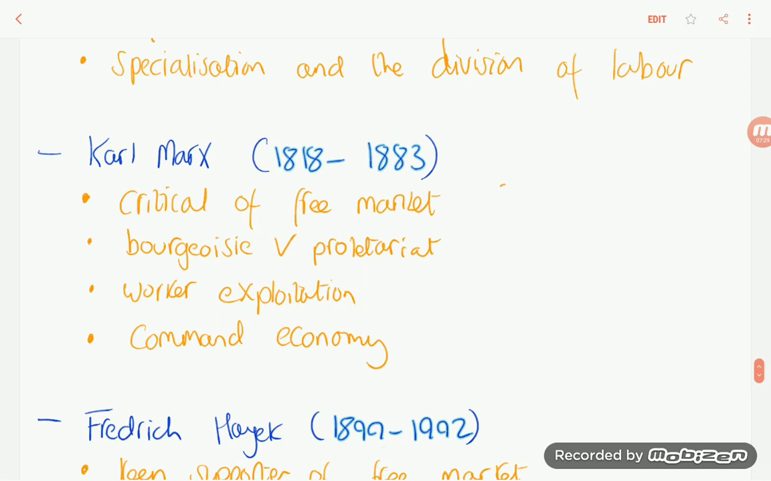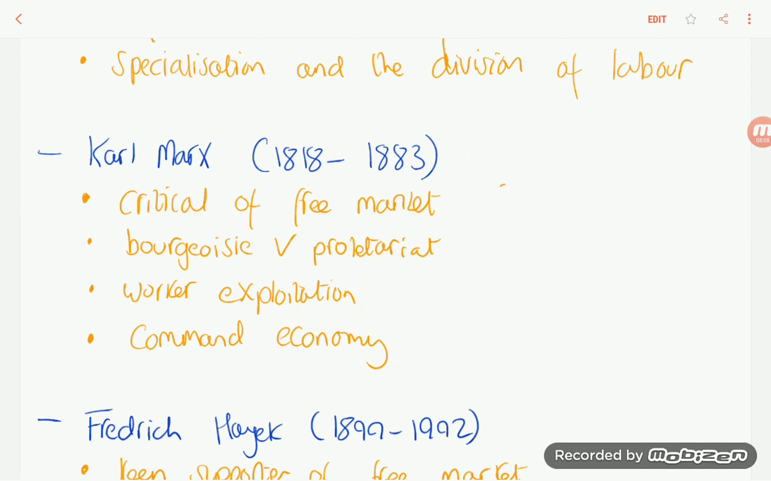Karl Marx. Marx was critical of the free market and argued that it created a situation where a small ruling class of producers, the bourgeoisie, dominated and exploited the larger working class of wage earners, the proletariat. Marx argued that profit-maximising bourgeois producers would exploit workers, for example, paying them low wages and giving them few rights, until the proletariat eventually rose up in revolution and took over.